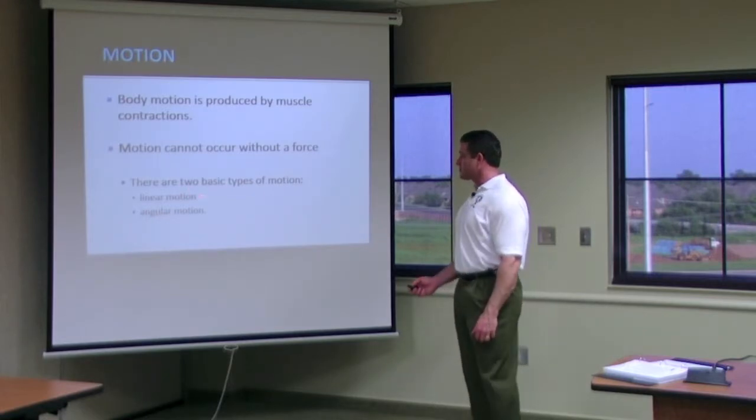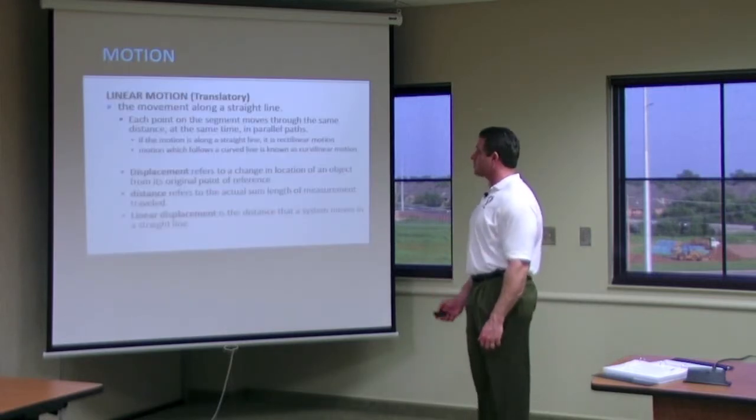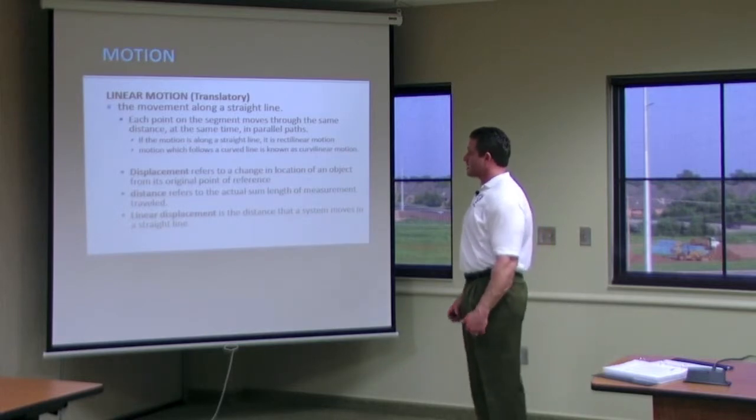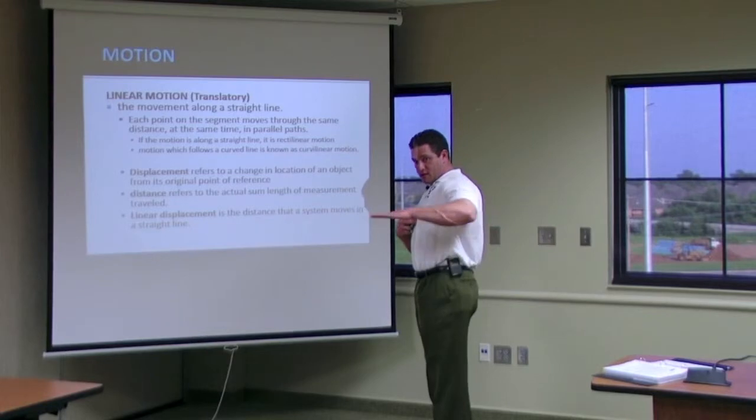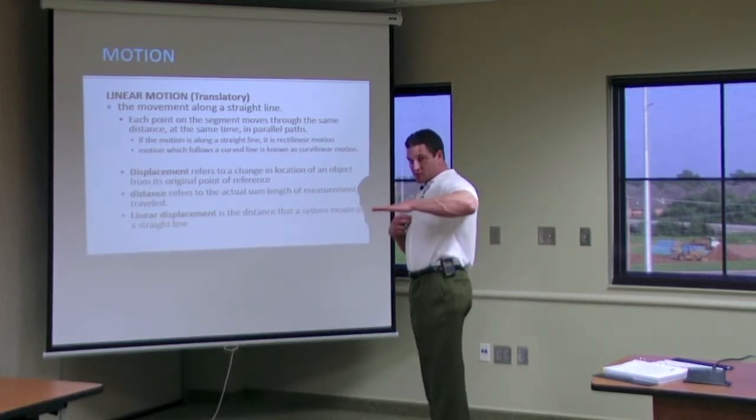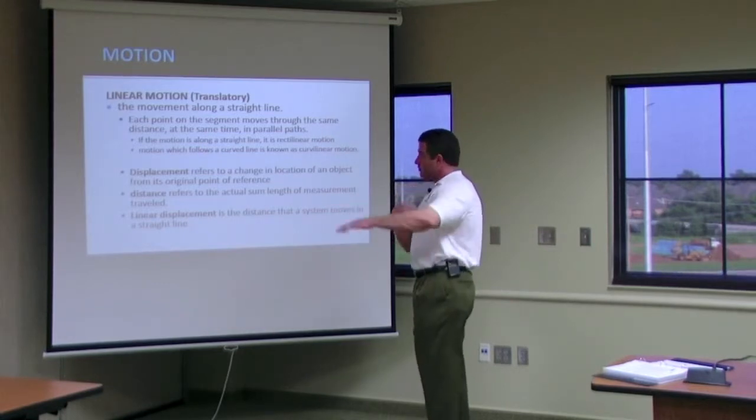There are two basic types of motions: linear motion versus angular motion. Linear motion, or translatory, is the movement along a straight line. So if you do a bench press, you have a linear motion. It's just a straight line when I'm talking about pushing that weight from this point to that point.